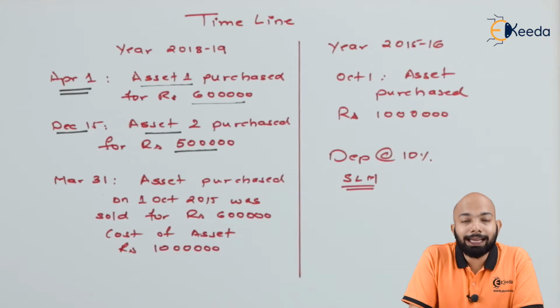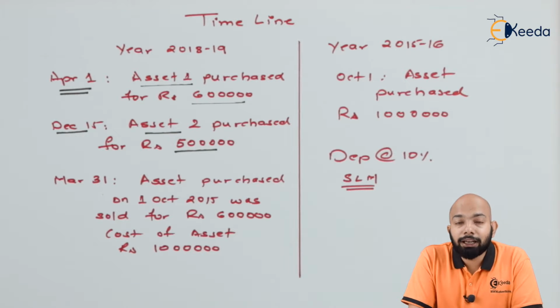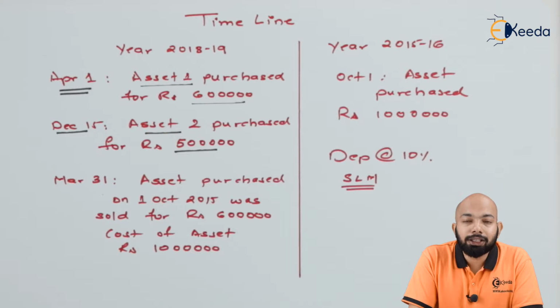The cost price of that asset was 10 lakhs, and depreciation has been provided at the rate of 10% under the straight line method. Now we'll go ahead with the working note of all these three assets. If you know the SLM method, as you have already understood, depreciation is calculated on the basis of the cost price and not on the balance which stays after every financial year, which is the reduction in the value of the asset.